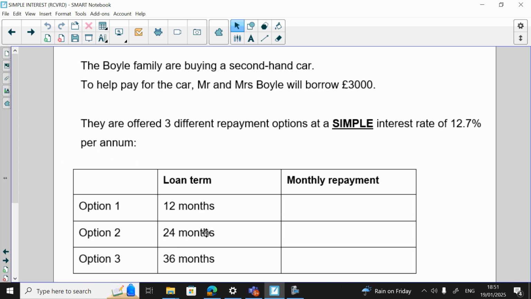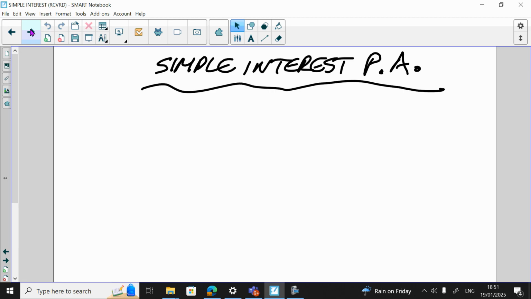And then once we use that, we'll probably divide by 12, 24, and 36. But this will stay constant. That's 12.7%. This initial borrowing, 3,000, will stay constant. Okay, let's move on.